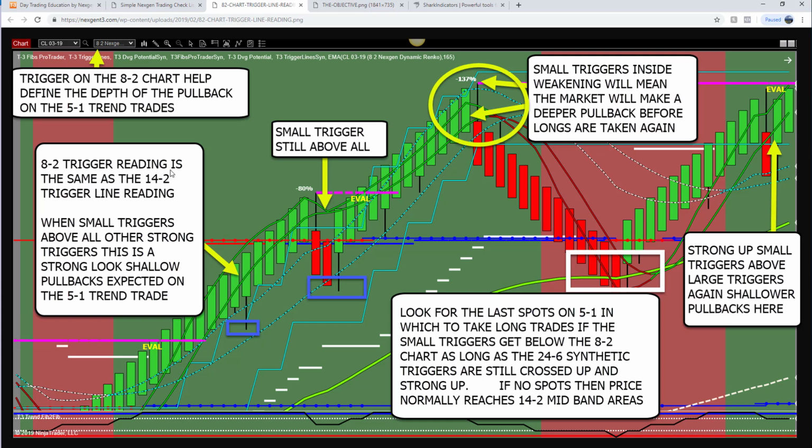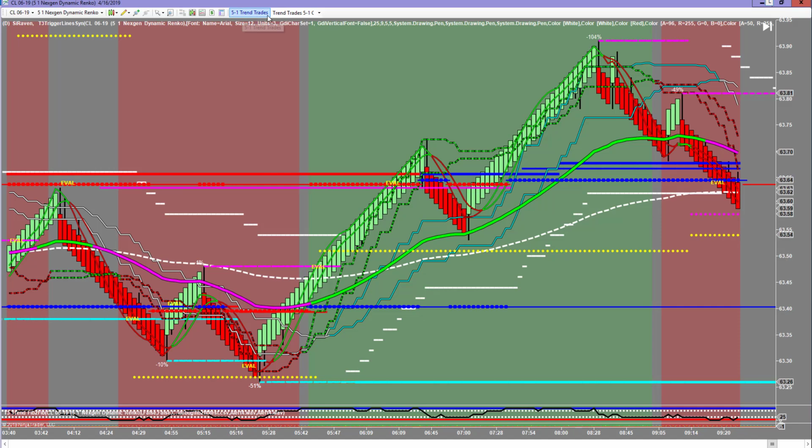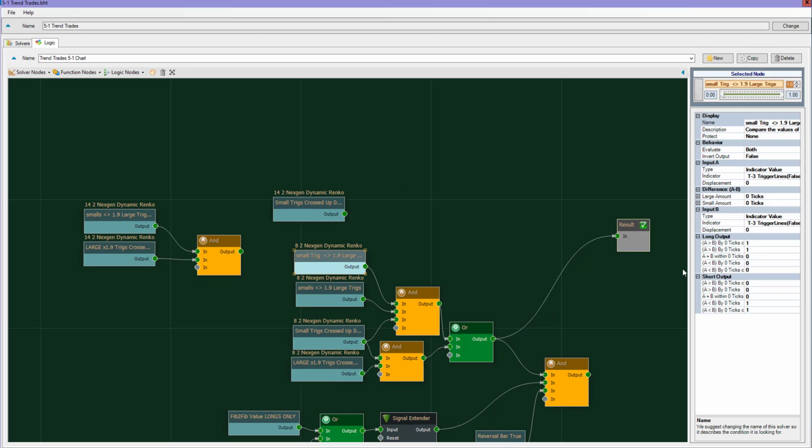The 8-2 trigger line reading: when the small triggers are really strong above the 8-2 large triggers, you can really take long trades. And if the small triggers get on the wrong side of the 8-2 large triggers, it's going to go a lot further the other way. And then when the small triggers get back above the 8-2 large triggers, it's going to be easier trades. So what I've done in this scenario is I've automated or visualized this process. So let me show you.